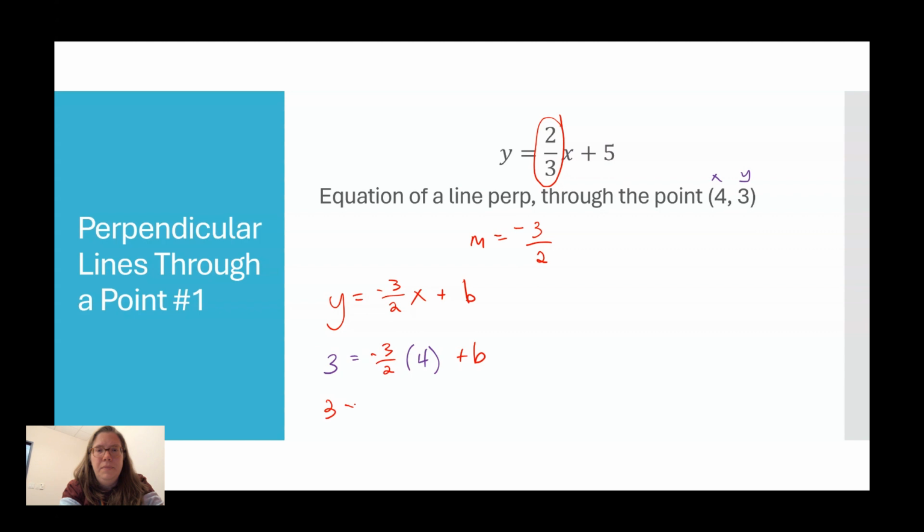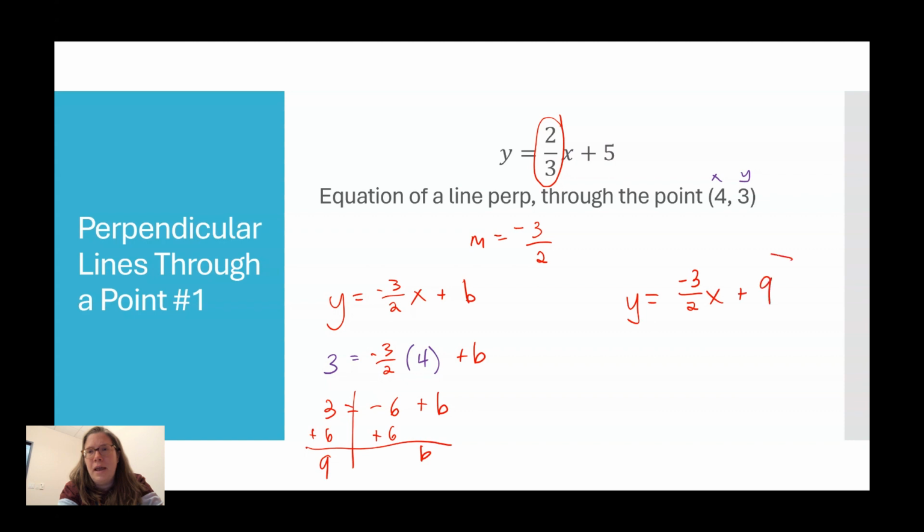All right. -3 times 4 is -12. Divided by 2 is -6. Going to add that 6 to both sides, and we end up with 9 equals my b. Awesome. y equals -3/2 x plus 9. Again, we could have graphed that if we wanted to. Start at (4, 3), use that slope, and see that it goes through 9. But you don't have to. It's easy to do with just algebra, huh?